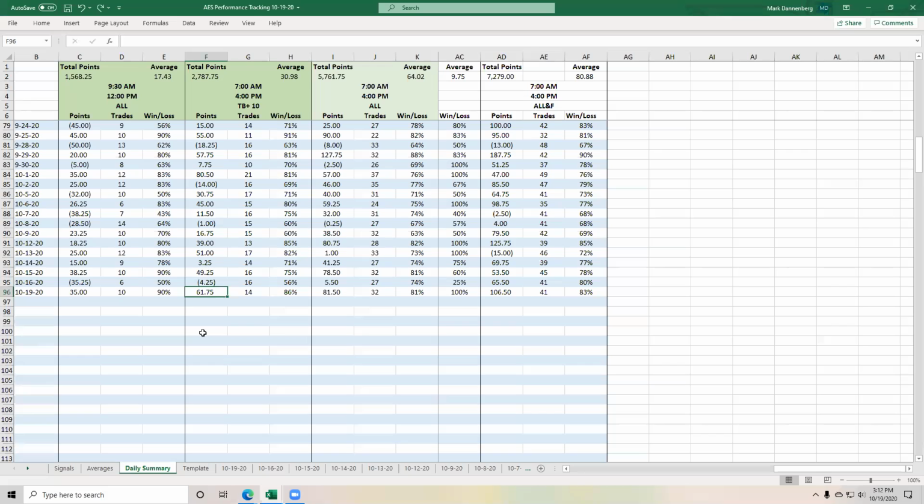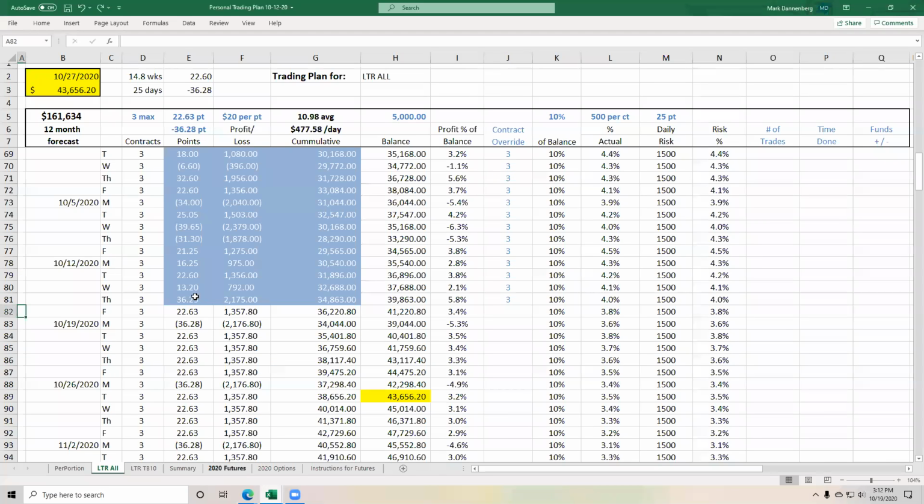Now, if you're not familiar with the NASDAQ 100, each point that I'm referring to has a dollar value of $20. So when we lost 4.25 points on Friday, that's 4.25 times $20 per contract. And then of course, it's the number of contracts that you're trading as the additional multiple. So I'm going to jump over to our personal trading plan.